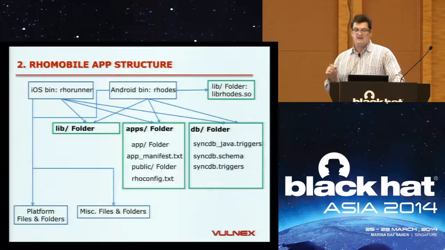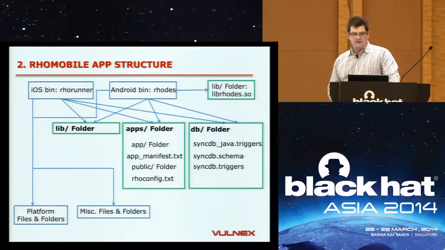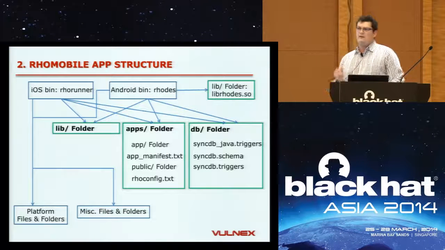Then we have the app folder, and here we can find the application we wrote. In the app folder, we can find the Ruby bytecode for the application, so here we can find all the application logic. Then we also have the public folder, and here we can find the HTML, JavaScript, and Cascading Style Sheet code. So now we have the Ruby bytecode in the app folder and the HTML and JavaScript in the public folder. Those are the places we want to look at.